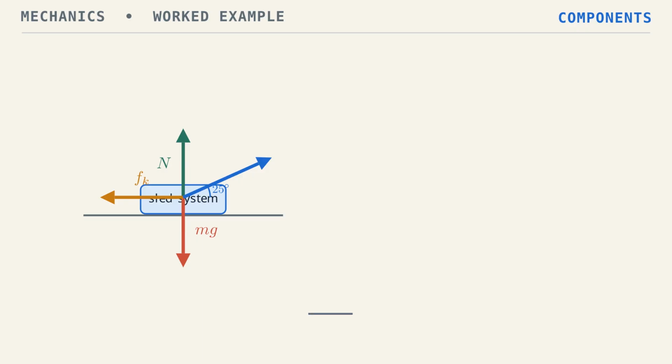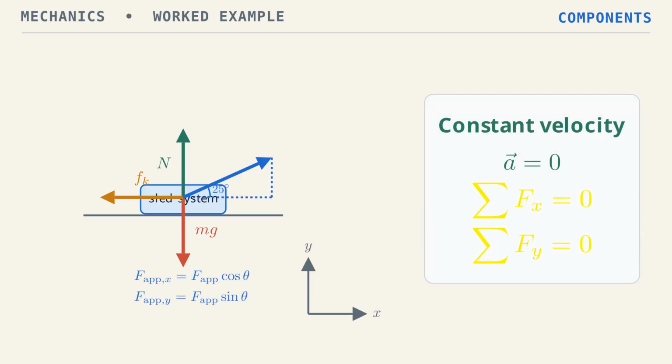Choose horizontal and vertical axes. Only the applied force needs to be split into components. Its horizontal component is applied force times cosine theta. Its vertical component is applied force times sine theta. Always get those from the actual triangle, rather than memorizing which trigonometric function belongs to x or y.